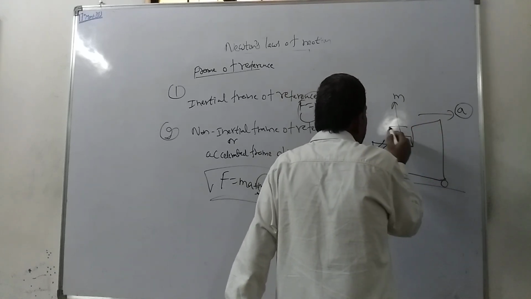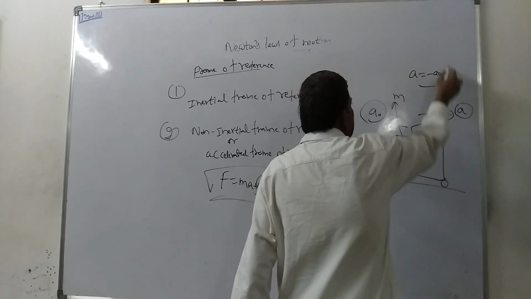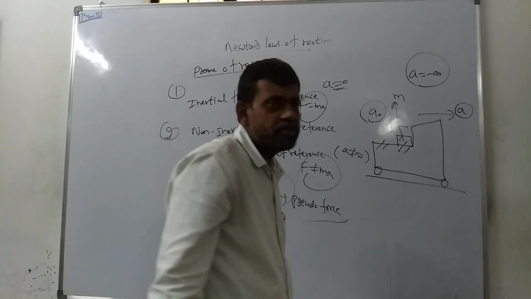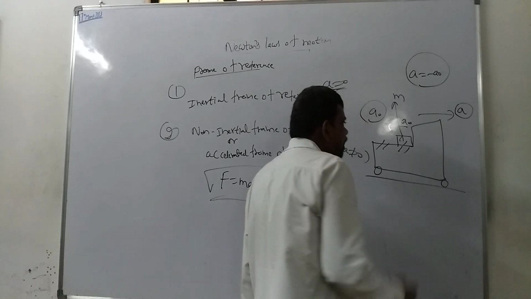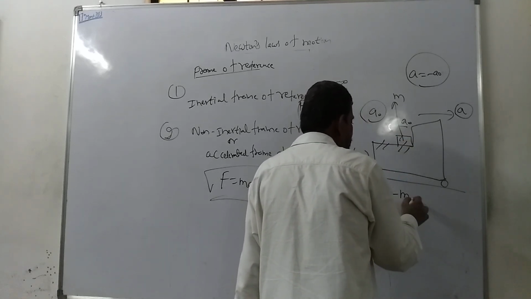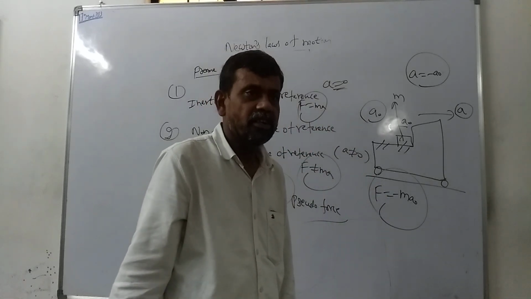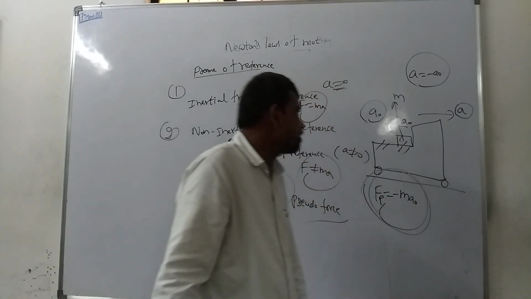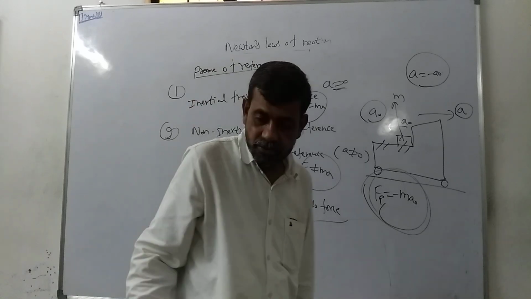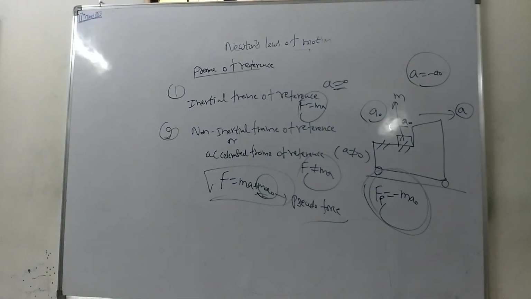So in reverse, some acceleration comes. What is the acceleration? A naught. Here A equals minus A naught: the magnitude is the same but the direction is opposite. Due to that, the block moves with acceleration A naught in the opposite direction. Now what is the pseudo force? Minus ma naught. Understood? This is called pseudo force, denoted by Fp. Pseudo force is generated only in a non-inertial frame of reference or accelerated frame of reference.